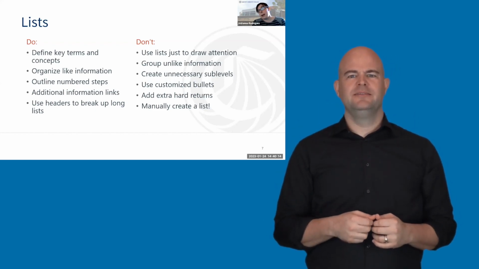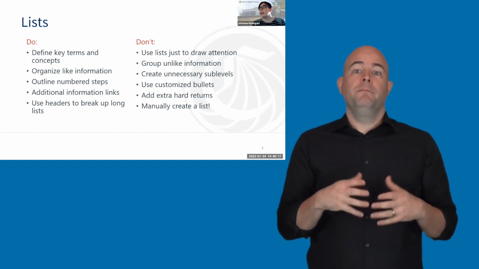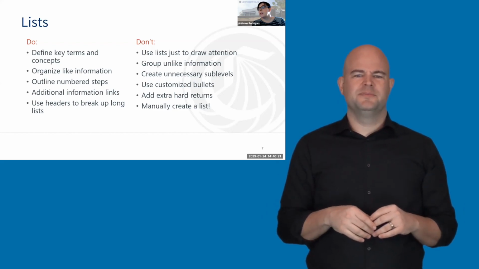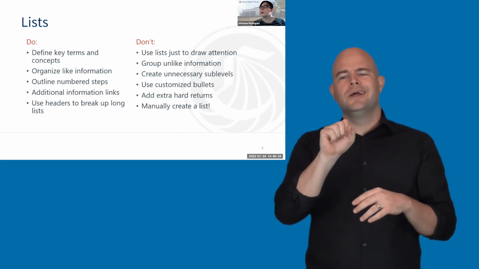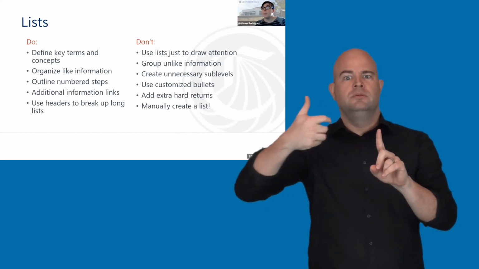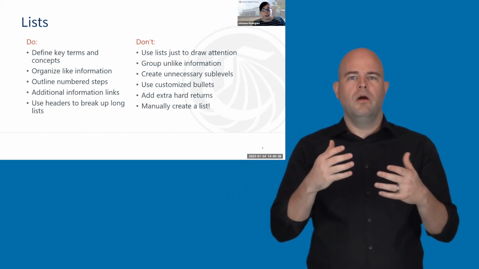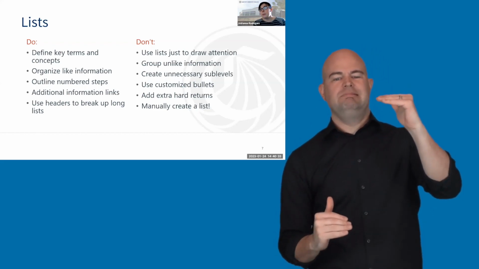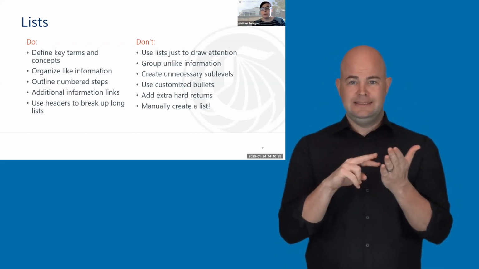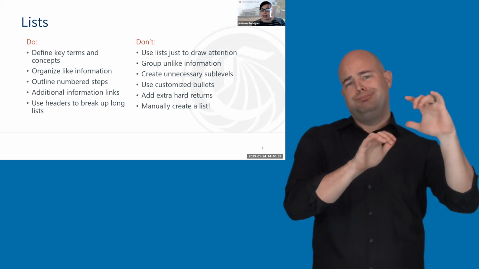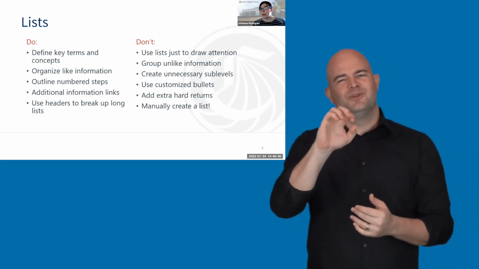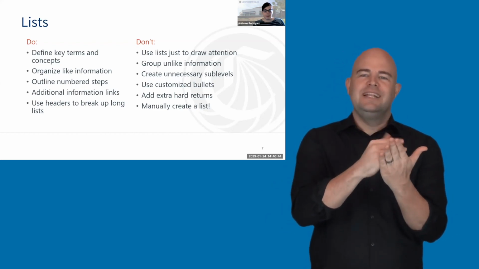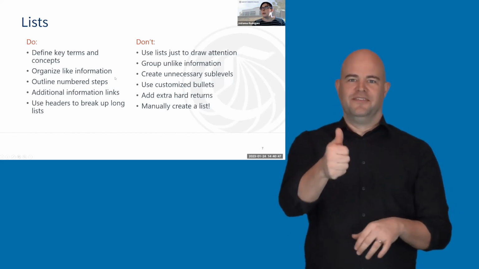You shouldn't group unlike information with a list. Don't create unnecessary sublevels. Don't use customized bullets. Don't add extra hard returns, and don't manually create a list. By manually, we mean don't just type a 1, period, space and then start listing off your items. You definitely want to use the list tool that's in the rich content editor or your word editor, whatever program you're in. So let's move on.